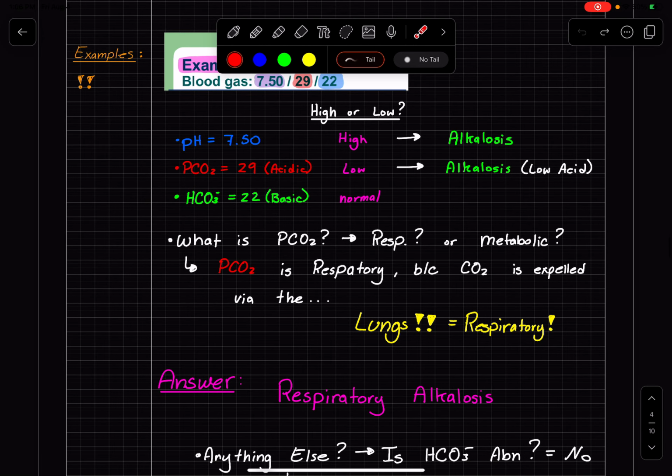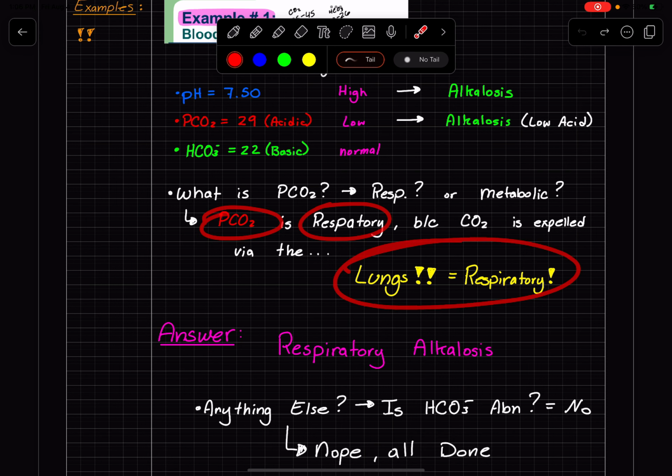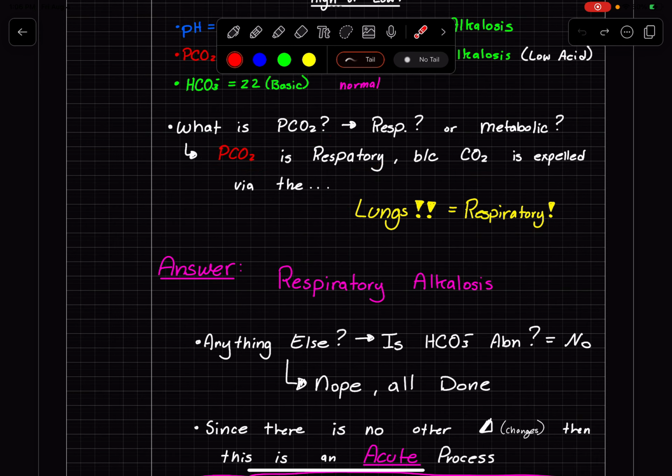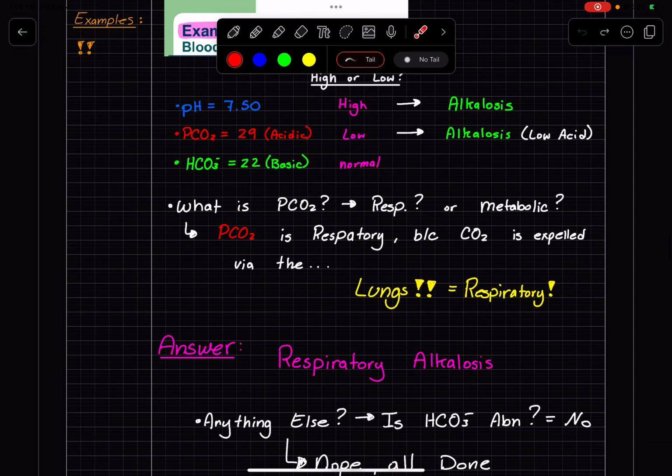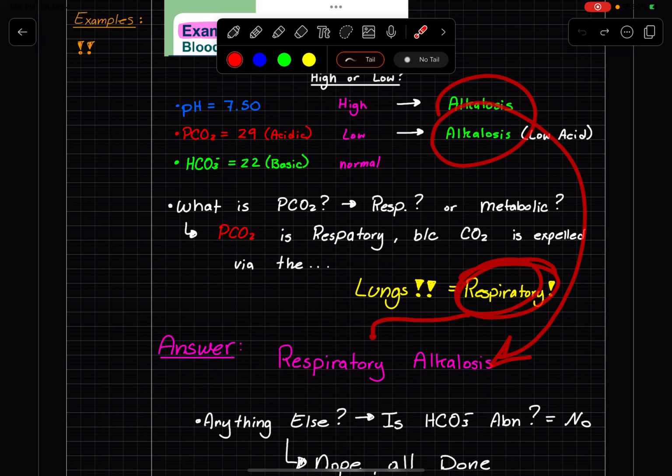Okay, so what is PCO2? Is it respiratory or metabolic? That's the main question you want to ask. When you're doing these questions with bicarb or CO2, whichever one matches the pH, you want to ask, is it respiratory or is it metabolic? Well, you breathe out CO2, so that means it's probably in the lungs, probably respiratory system. So respiratory equals PCO2, so that's probably going to be one of the components of our process. And then here we saw that the pH and CO2 both said alkalosis. So just plug those two things in together. Alkalosis goes here. Respiratory, because it's CO2, goes here.